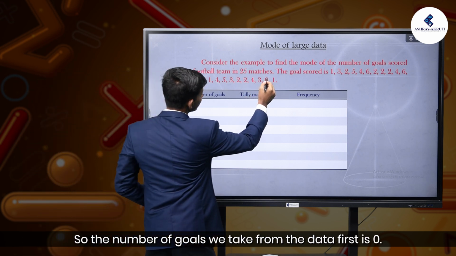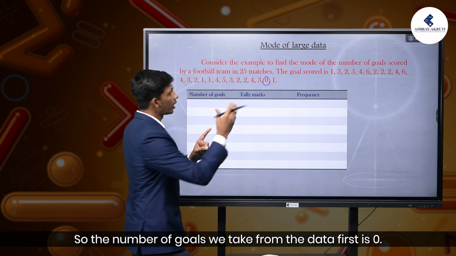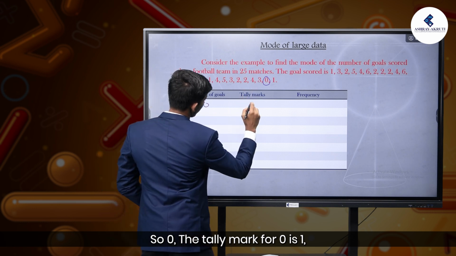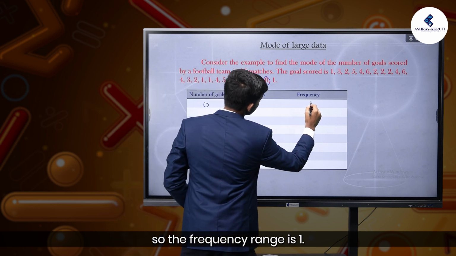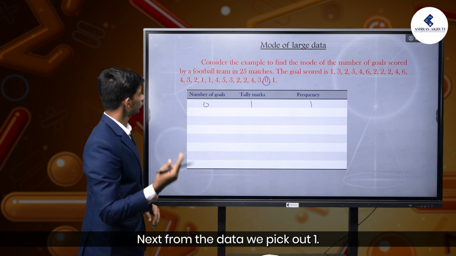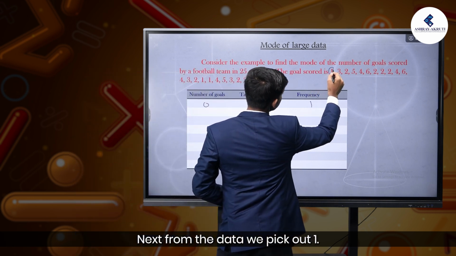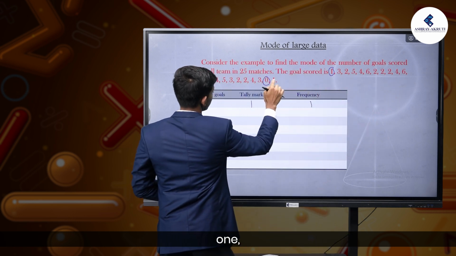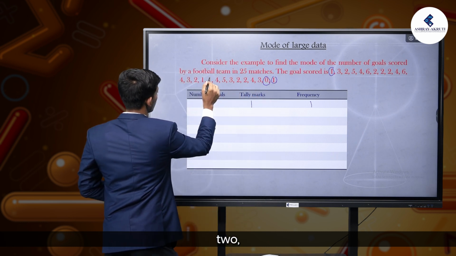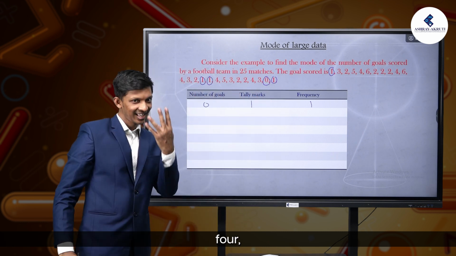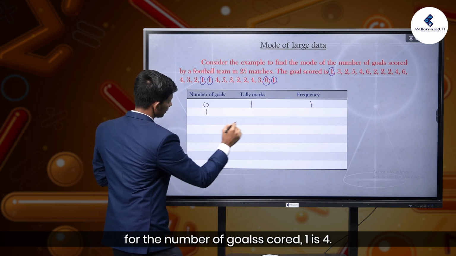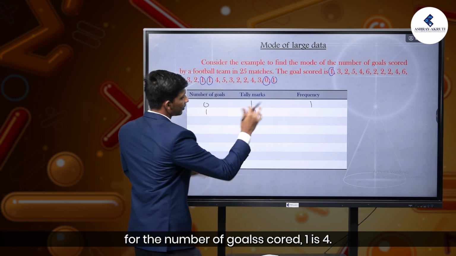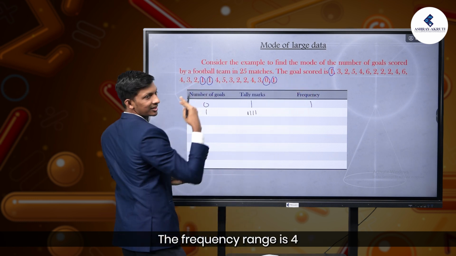So the number of goals we take from the data first is 0. The tally mark for 0 is 1, so the frequency is 1. Next, from the data, we pick out 1. The tally mark for 1 is 1, 2, 3, 4. So the tally mark for the number of goals scored 1 is 4, and the frequency is 4.